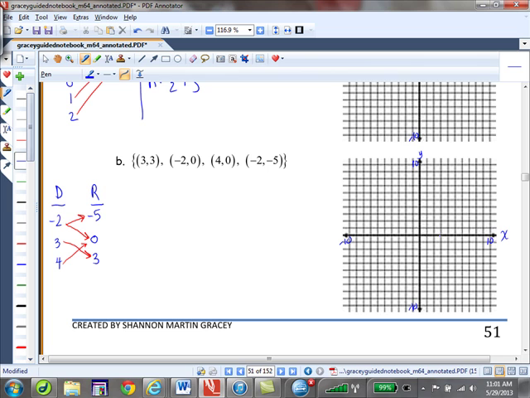So let's make our picture. So we had 3, 3, -2, 0, 4, 0, and -2, -5. Now notice in the picture, the other one, if you drew vertical lines, you would never hit two ordered pairs. You'd never hit the graph twice. With this one, if I were to draw in vertical lines, do you see I would hit 2 points right here? All right, so we'll be learning that shortly. There's something called the vertical line test that we'll learn. So the relation is not a function.